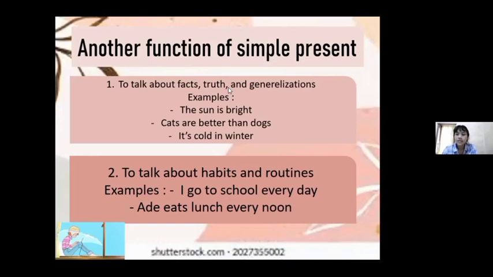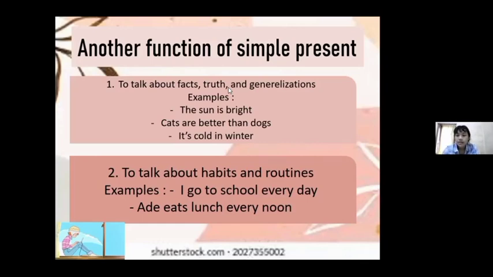The second function, to talk about habits and routines. First example is I always eat lunch at noon. Di sini menggunakan adverb always karena berbicara sesuatu yang dilakukan secara teratur. Second example is I go to school every day. Di sini ada kata every day. Kita dapat mengetahui bahwa ini adalah rutinitas.